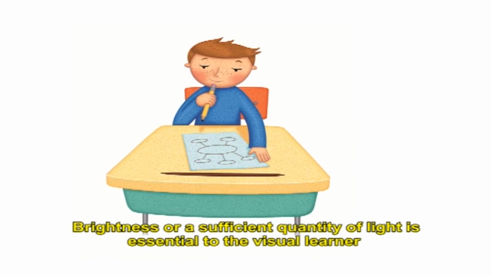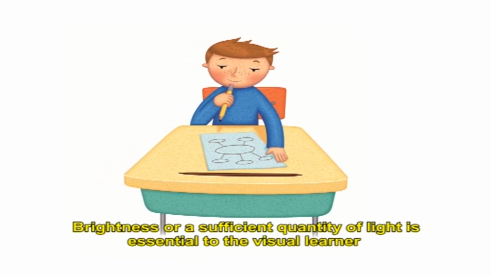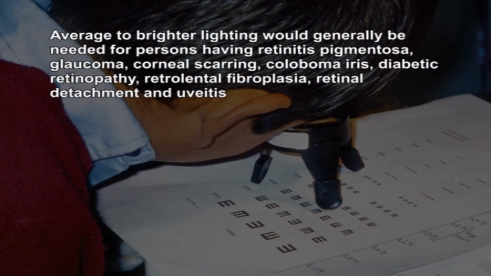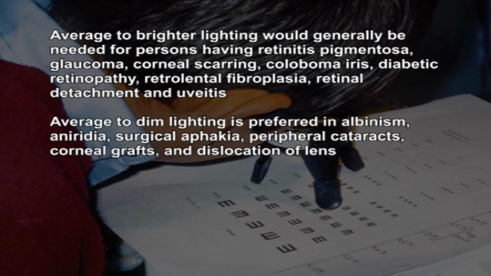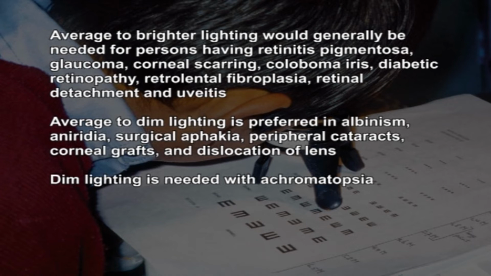Brightness or a sufficient quantity of light is essential for the visual learner to accomplish a visual task. Most visually impaired children benefit from high levels of illumination. Above average lighting would generally be needed for persons having retinitis pigmentosa, glaucoma, corneal scarring, coloboma iris, diabetic retinopathy, retrolental fibroplasia, retinal detachment and uveitis. Average to dim lighting is preferred in albinism, aniridia, surgical aphakia, peripheral cataracts, corneal grafts and dislocation of lens. Dim lighting is needed with achromatopsia.